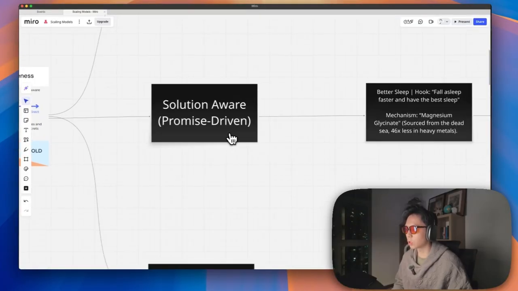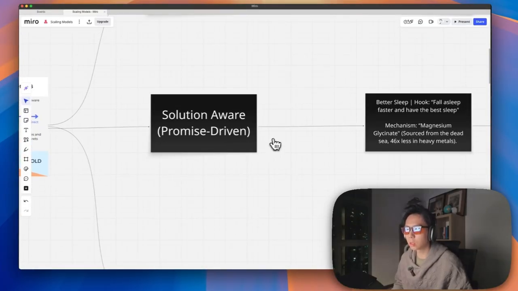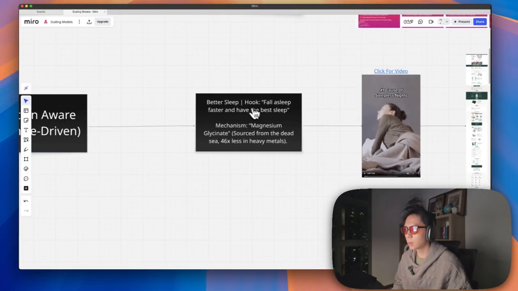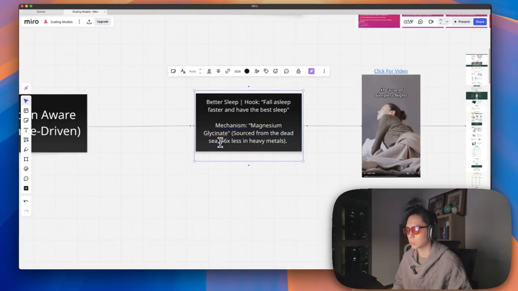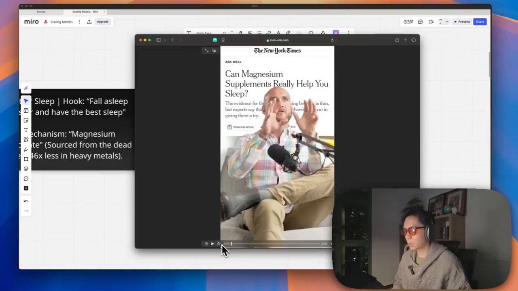The next one is solution-aware advertisements. So these would be more promise-driven. An example that I linked here is for a magnesium brand. So the hook is say fall asleep faster and have the best sleep. And the mechanism is basically magnesium glycinate, which is sourced from the Dead Sea with 46 times less heavy metals. All right, so here's the ad.